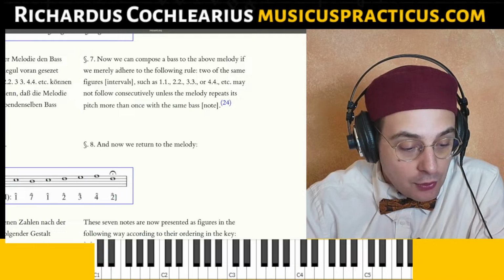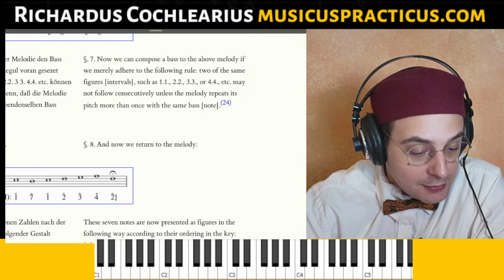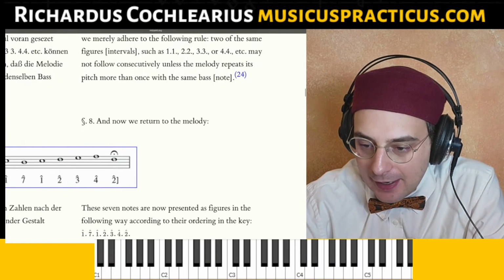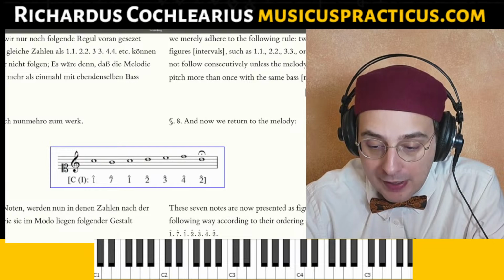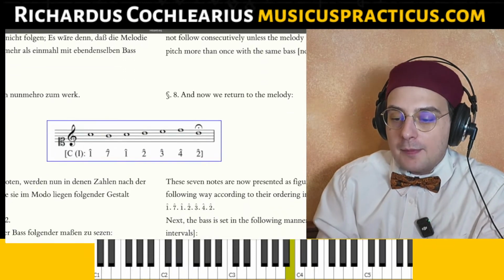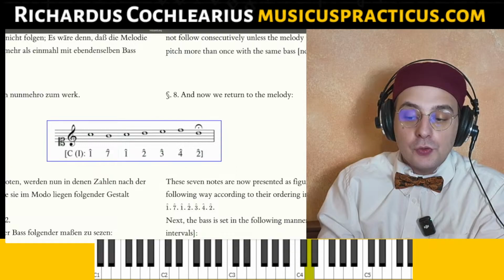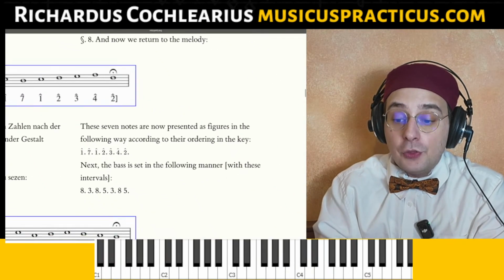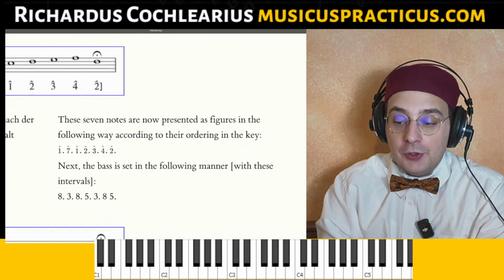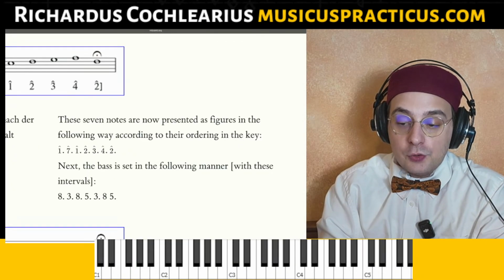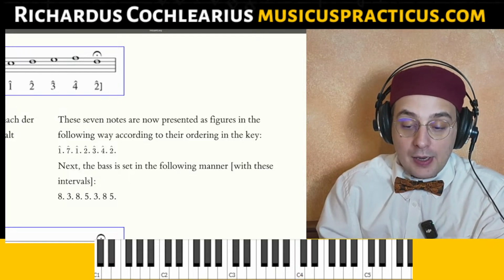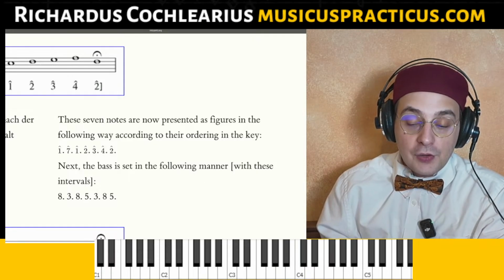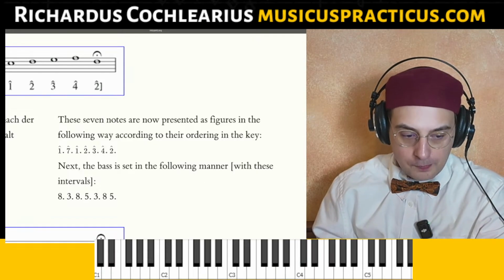And now, stylus gravis, best stylus. Okay. And now we return to the melody. Okay, we have our melody. Fa, Mi, 1, 7, 1, 2, 3, 4, 2, scale degrees. The seventh notes are now presented as figures in the following way, according to their ordering in the key. 1, 7, 2, 3, 4, 1, 7, 1, 2, 3, 4, 2.